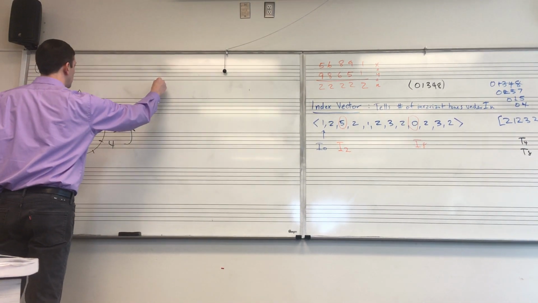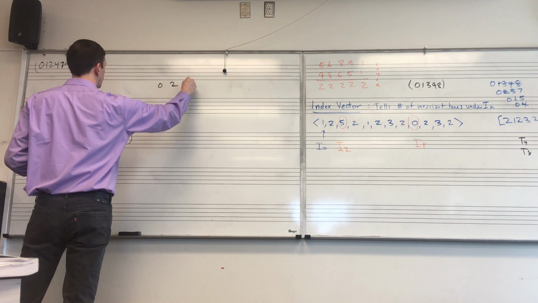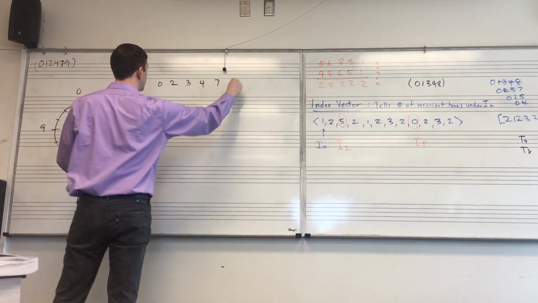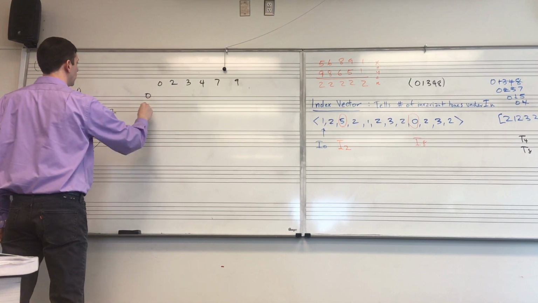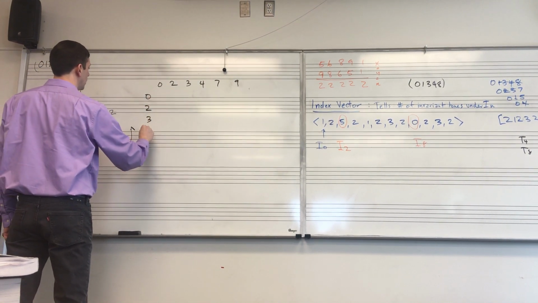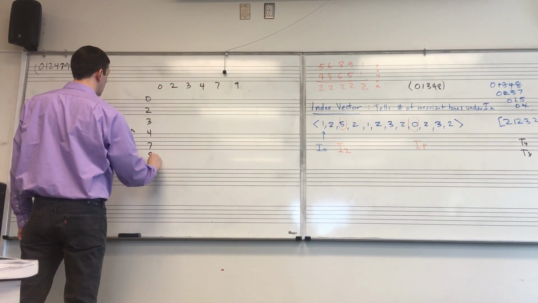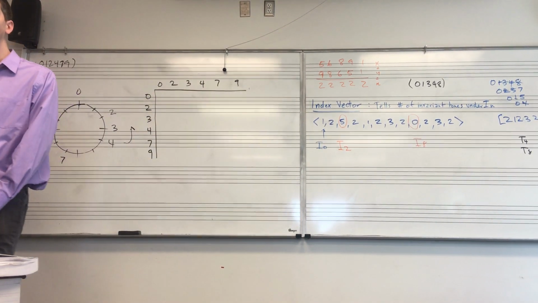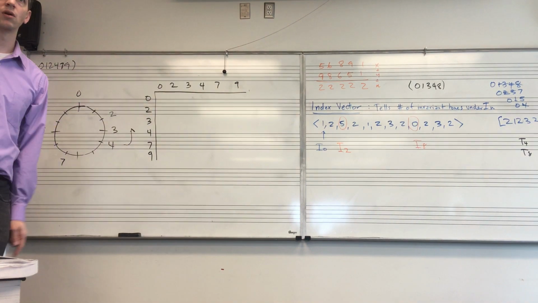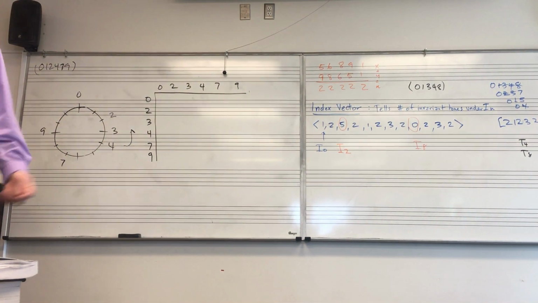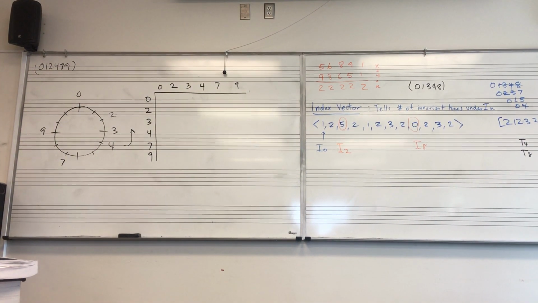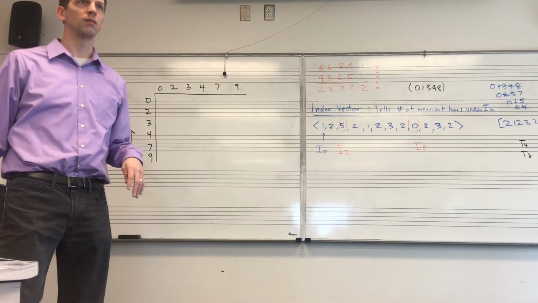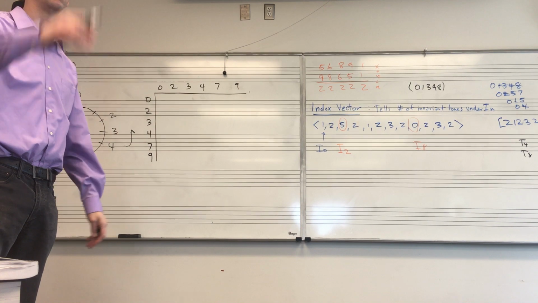0, 2, 3, 4, 7, 9. 0, 2, 3, 4, 7. To be honest, to create the summation square, you don't have to have the proper normal form, as long as the pitches are represented. But it's good practice, because you'll have the same number of sums in the clockwise, no matter what.